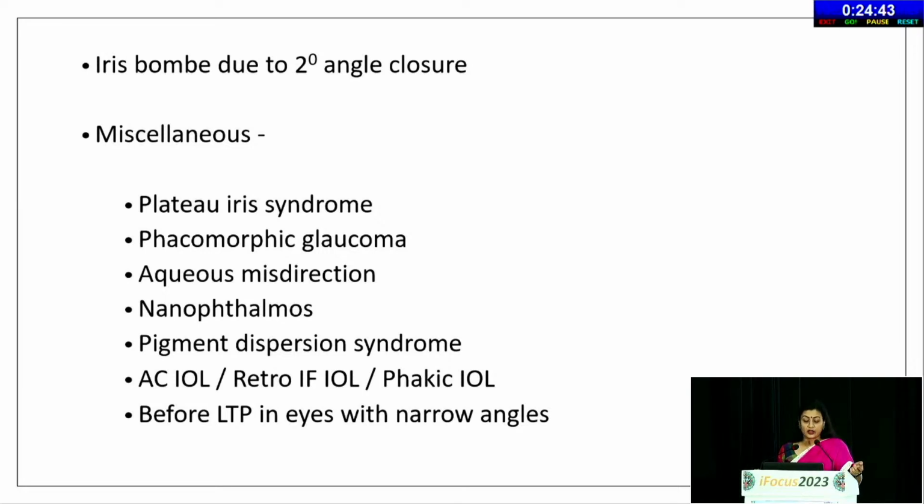In ACIOLs, nowadays, a lot of retro-iris fixation lenses are done, so a PI here is a must. The older versions of phakic IOLs did not have holes within the IOL, so a PI was mandatory. Now the phakic IOLs are coming with holes which prevent pupillary block, so it's okay not to do it in those cases. And sometimes before a laser trabeculoplasty, when the angle recess is very narrow and you are not able to see the meshwork, then you can do a prior PI.